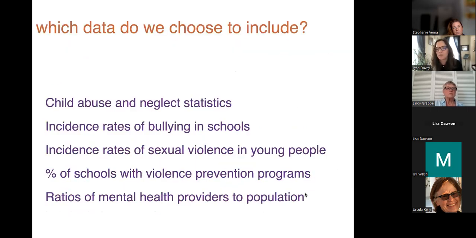Which data do we choose to include? We've got child abuse and neglect statistics, incidence rates of bullying in schools, of sexual violence in young people, percent of schools with violence prevention programs, ratios of mental health providers to the population, all of the above, none of the above, something else.